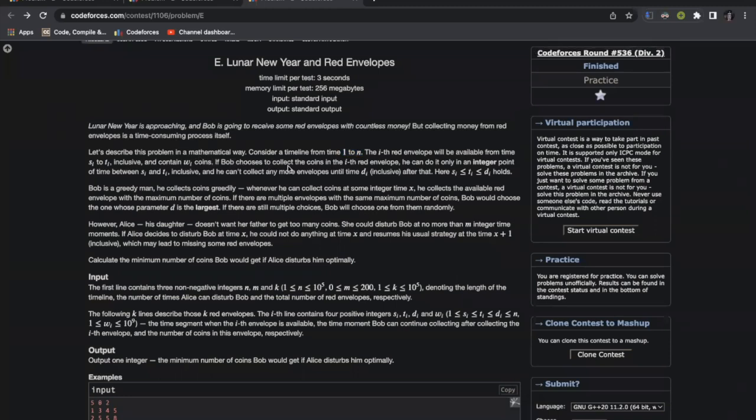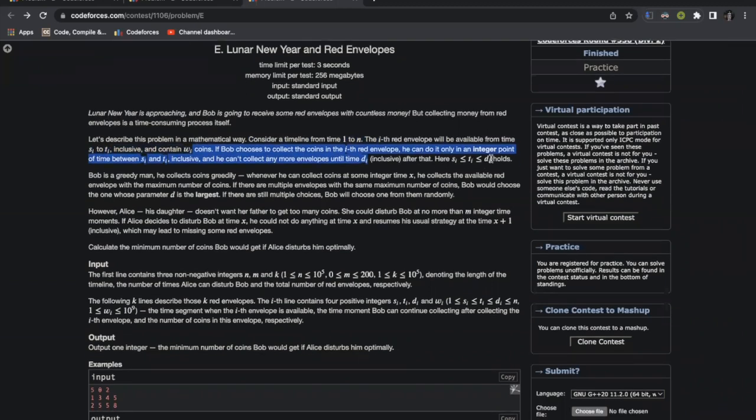If Bob chooses to collect the coins in the ith envelope, then he can do it only at an integer point of time between si and ti, obviously, because that envelope is available only in this interval. And he can't collect any more envelopes until time di. So that is another interesting thing. If he chooses to collect the ith envelope, then he can't collect any envelope at a time instant before t equals di. And obviously di is greater than or equal to ti.